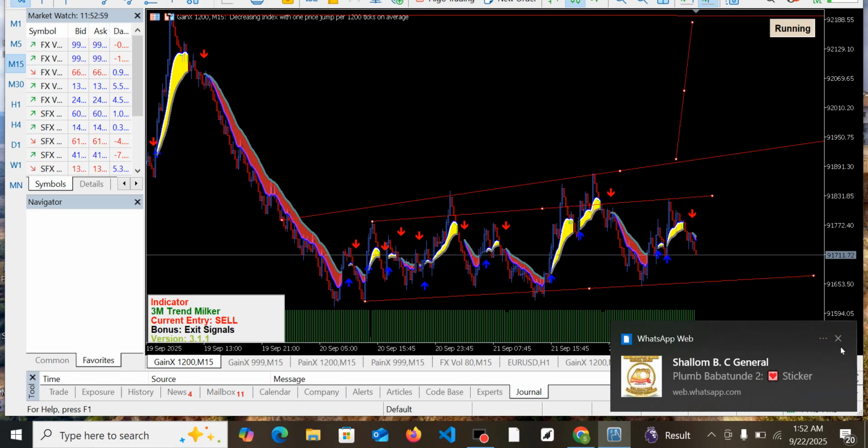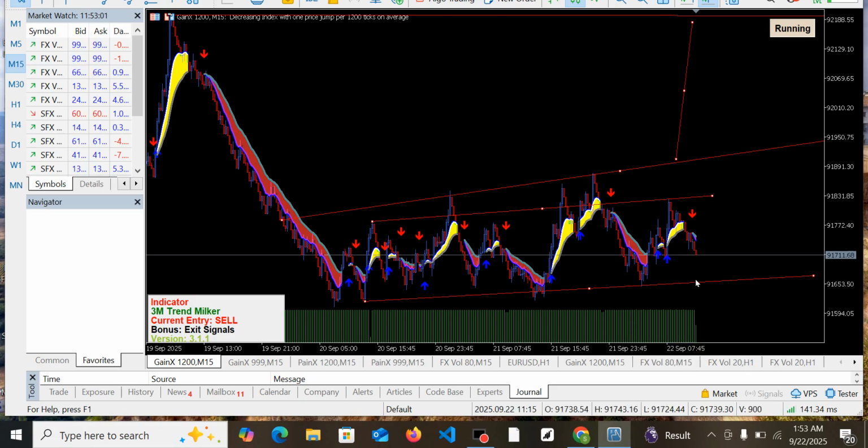Okay, but if it does not break out from there, then definitely if it breaks down from here, it's going to sell more, and we might be experiencing a change of character at that particular point. That is, it will be shifting from the uptrend into a downtrend. Okay, that is on the higher time frame totally.